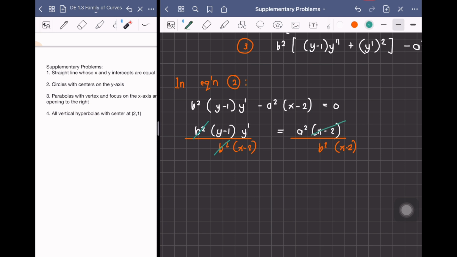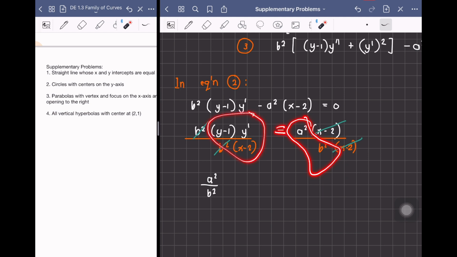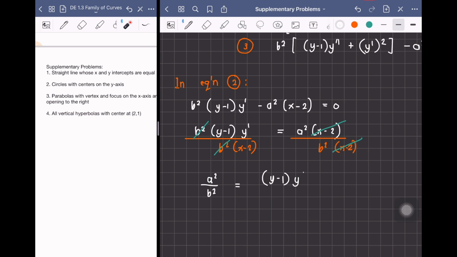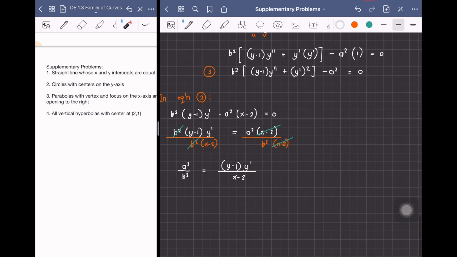Para wala nang x minus 2 sa right. Kaya pag tinignan ngayon natin, you will be able to obtain a squared over b squared from equation 2, which is equal to this. Equal siya kay y minus 1 y prime over x minus 2. And then, I will do the same in equation 3. Kasi kaya ko ding i-solve dito yung ratio ng a squared over b squared. Tapos, equate na lang natin.